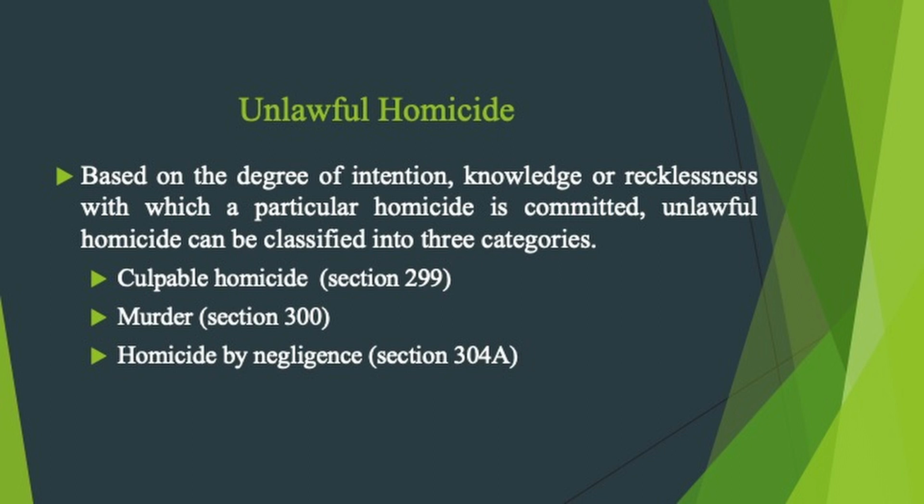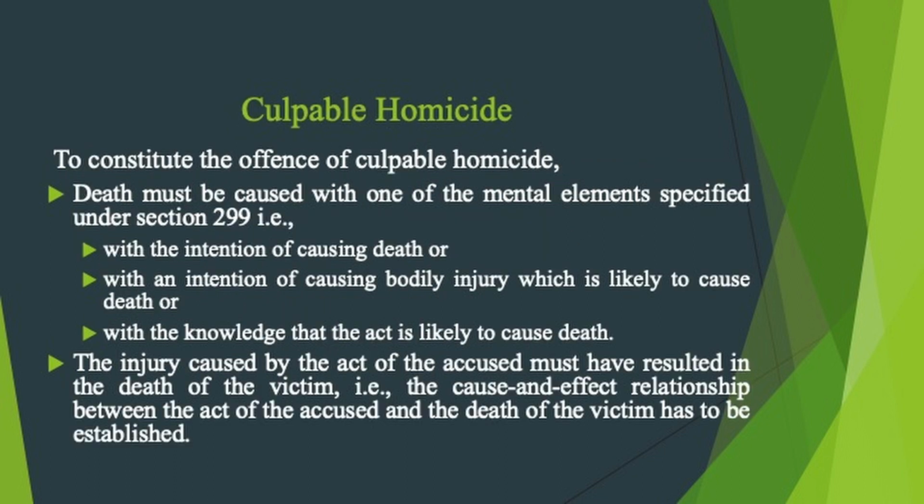Unlawful homicide can be classified into three categories: culpable homicide, murder, and homicide by negligence. This classification is based on the degree of intention, knowledge, or recklessness with which a particular homicide is committed. Now, what is culpable homicide?